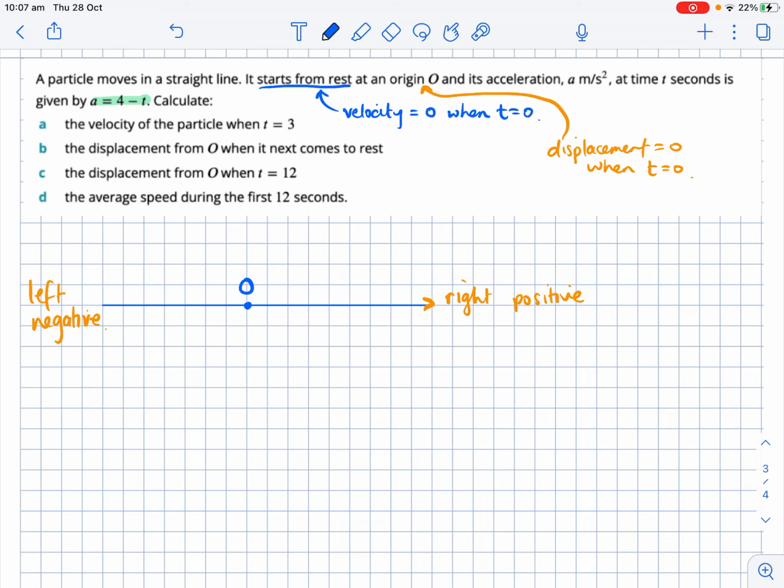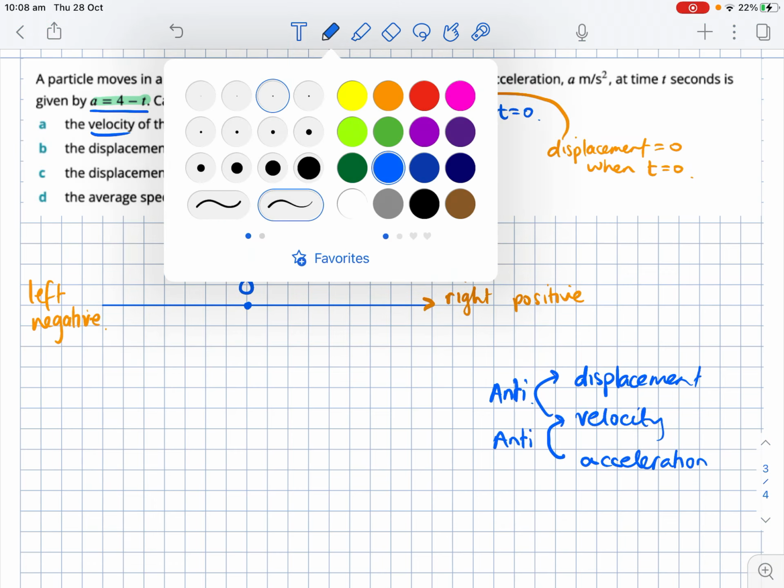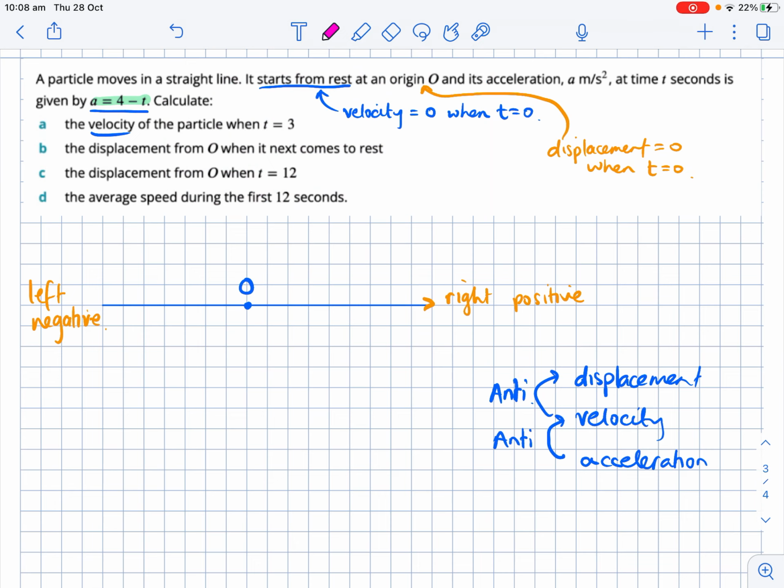Also, while we're thinking about what's going on here, we are talking about acceleration, velocity, and displacement. So let's quickly write them down. We've got displacement, velocity, and we've got acceleration. And if we want to go from acceleration to velocity, I need to anti-differentiate. And if I want to go from velocity to displacement, I also need to anti-differentiate. So in this question straight away, given that we're starting with acceleration and we're asking for velocity, we know that I'm going to be anti-differentiating. So you can get your head around that right at the beginning, then you won't accidentally work the wrong direction.